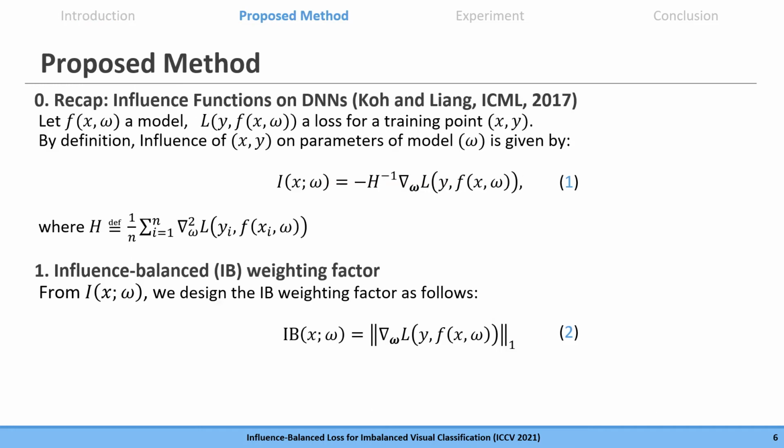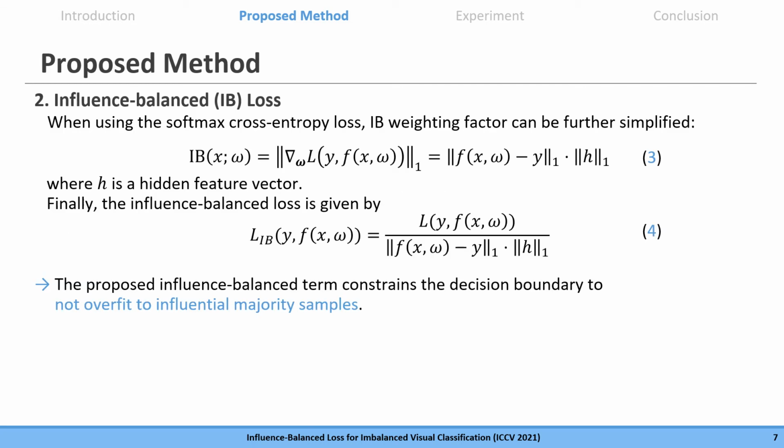To present the proposed method, let me recap the influence function first. By definition, we can measure the influence of a point x on model parameters as equation 1. From this, we derive the IB loss. First, we define the influence balance weighting factor as equation 2. For the details and the rationale, please refer to our full manuscript. When using the softmax cross entropy loss, the IB weighting factor can be further simplified as equation 3. We reweight samples inversely to the IB weighting factor as equation 4.